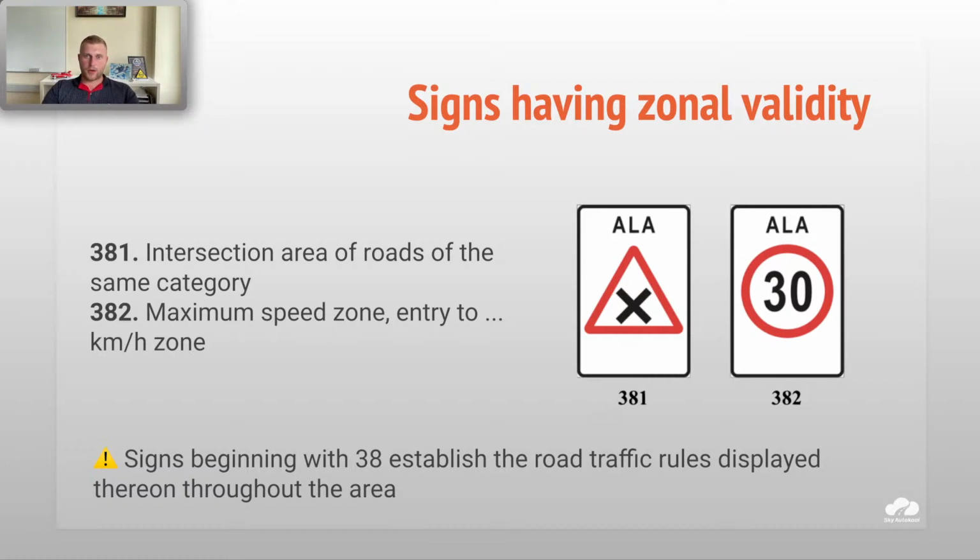Now we're going to talk a little bit about signs having zonal validity. So intersection area of roads of the same category, maximum speed zone, entry to the kilometer zone. So you're entering the area. Ala means area in Estonian. If you're entering the area, it means that all crossroads and all roads in that area have the right-hand rule applied. They have the same category. No one has priority. That's why you have to follow the right-hand rule. And 30, the same. So all roads in that area are going to have 30.